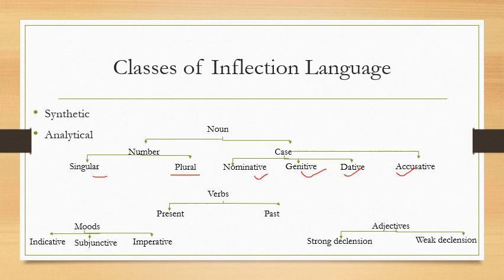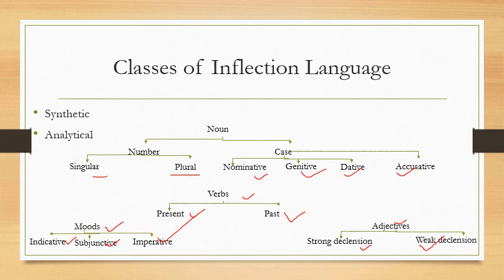Okay. In terms of verbs, as I told you in the last class as well, there were only two tenses in Old English. One is used for both present and future, and one is for past, right? There are three sorts of moods in sentences which indicate indicative, subjunctive, and imperative. And in terms of adjectives, we have strong declension and weak declension. We'll discuss the examples of each and everything in the grammar part.